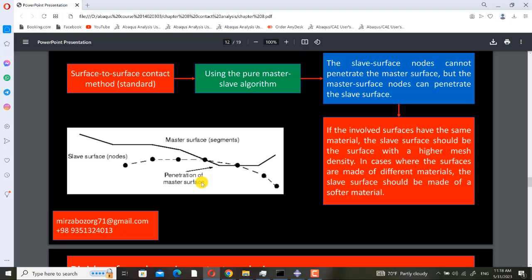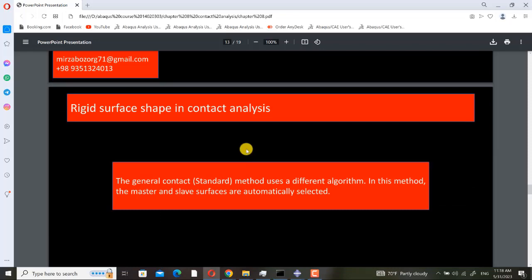Also, if the materials are not the same, the Young's modulus of the slave surface must be smaller. Also, its mesh must be finer. Did you understand? Is there any problem? Do you have any doubt? If you have, please ask it right now. Okay, it is very important. Okay, so I think you have understood it correctly.